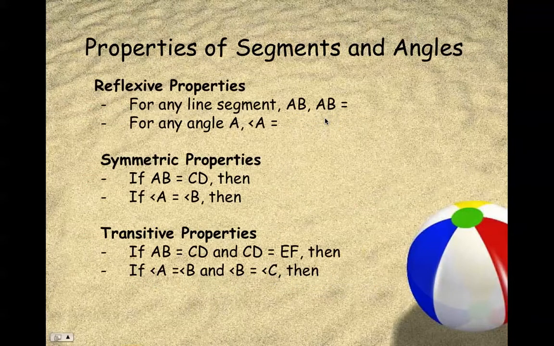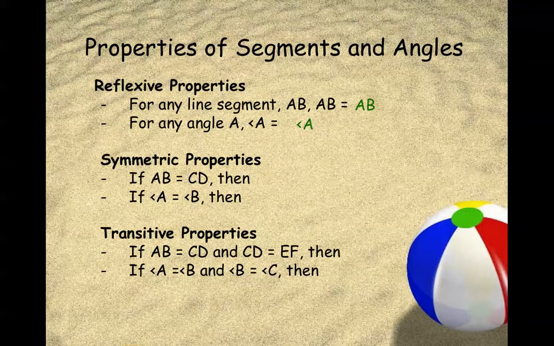So now we're going to talk about properties of segments and angles. These are reflexive, symmetric, and transitive properties of congruence. So now I want you to look at your worksheet, not what I have here with the Word document. The congruent symbol didn't show up. But for any line segment, AB is going to be congruent to itself, AB, and angle A is going to be congruent to itself, angle A. So just like we talked about with equality, they're equal to each other.